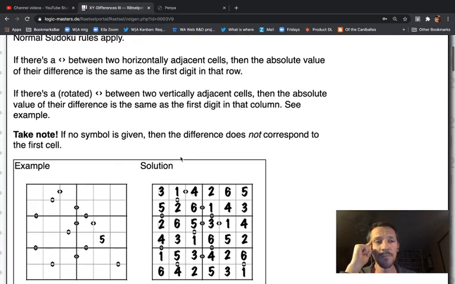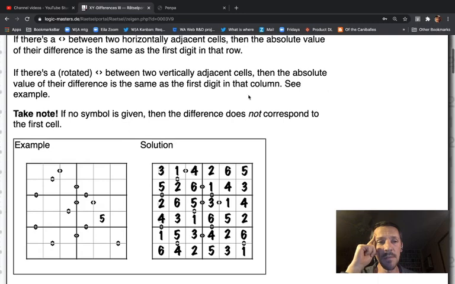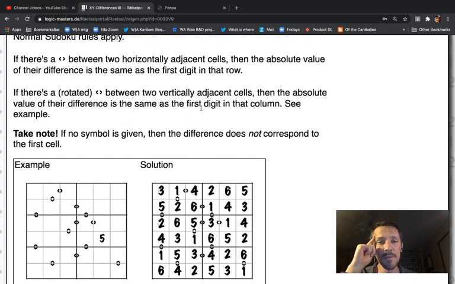The rules themselves are very simple. I'll just read them. If there's a symbol between two horizontally adjacent cells, then the absolute value of their difference is the same as the first digit in that row. And by first digit, I mean leftmost digit. If there's a rotated symbol between two vertically adjacent cells, then the absolute value of their difference is the same as the top digit in that column.